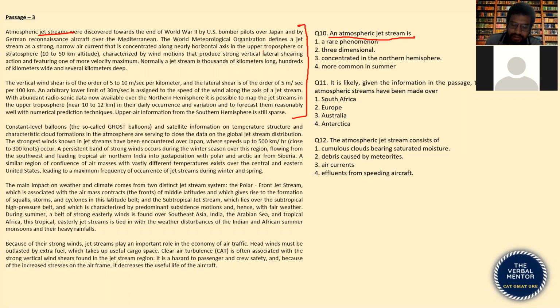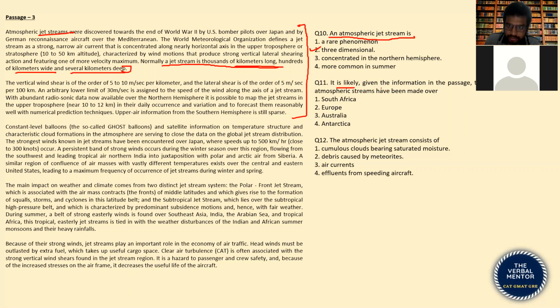Having read the first two paragraphs, guys, it was pretty easy for me to answer the first question, question number 10, without even referring back to the passage. Because I read the first two paragraphs, I remembered reading something along these lines. A jet stream is thousands of kilometers long, hundreds of kilometers wide, and several kilometers deep, which obviously points to option 2. It is three-dimensional. So this was an easy question, however difficult the passage might have been.